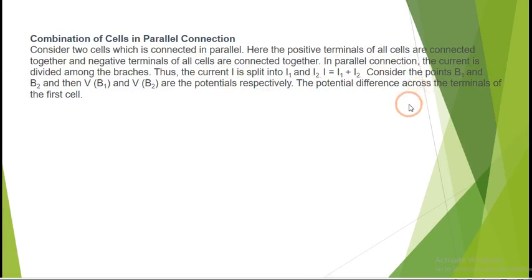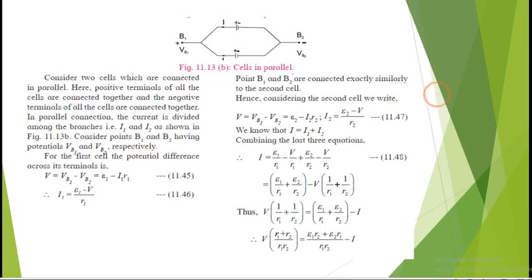So the potential difference across the terminals of the first cell, we will just calculate everything. Here look at V1 and V2 with potential differences VB1 and VB2. The positive terminals of all cells are connected to the positive point, and the negative terminals of all cells are connected to the negative point. I is equal to I1 plus I2, with V1 and V2 having potentials VB1 and VB2.